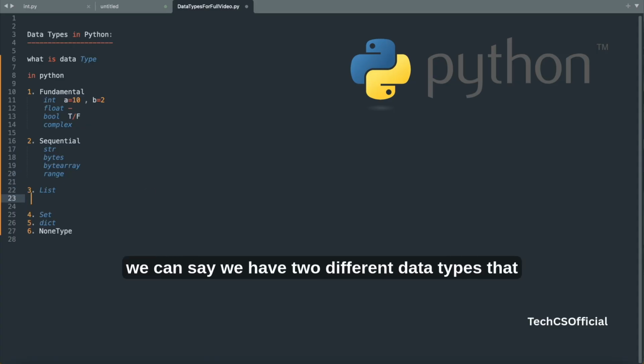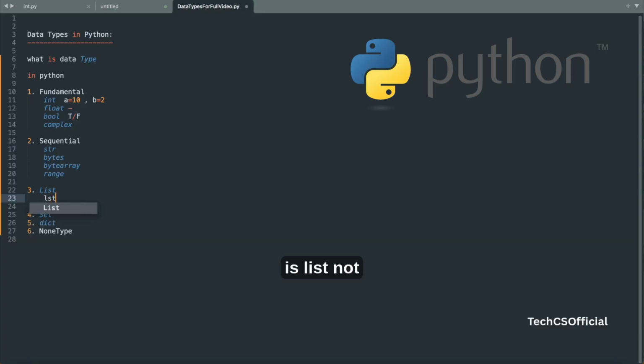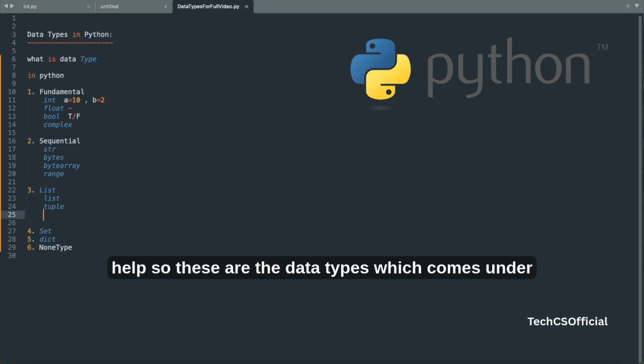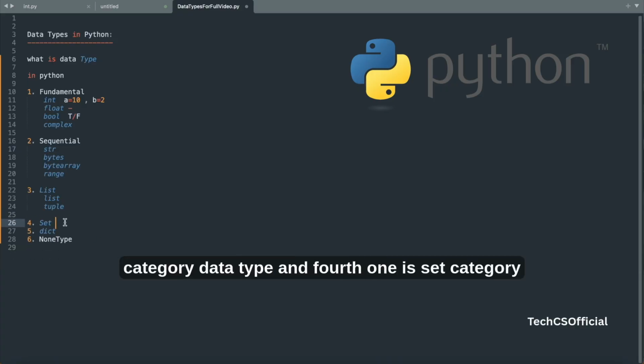Under the list category, we have two different data types, that is list and tuple. So these are the data types which come under the list category data type.